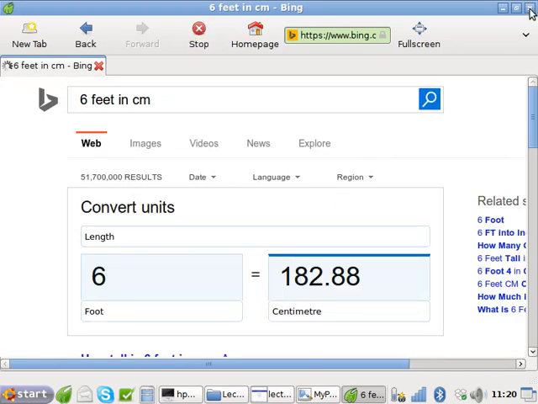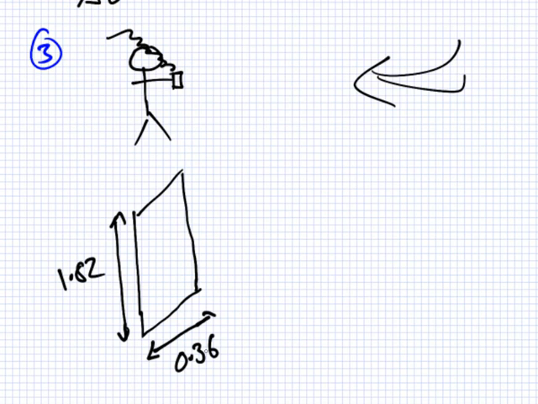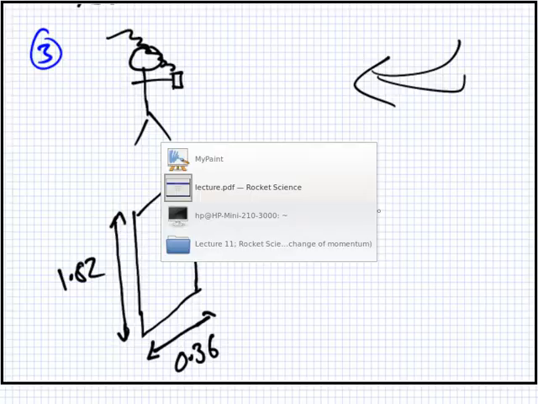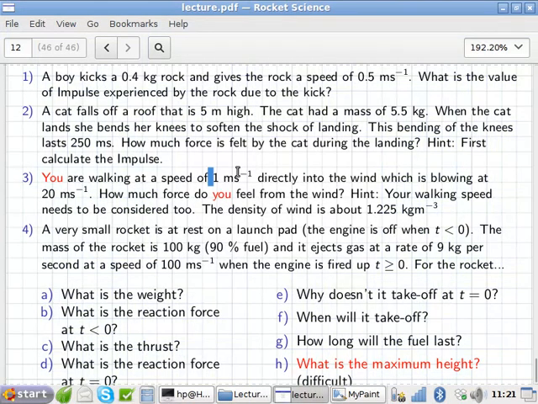I'd say I'm 1.82. How wide? That's a good question. Probably more than 30. 35? 36? Maybe. Now, the one difference here is that I'm walking.